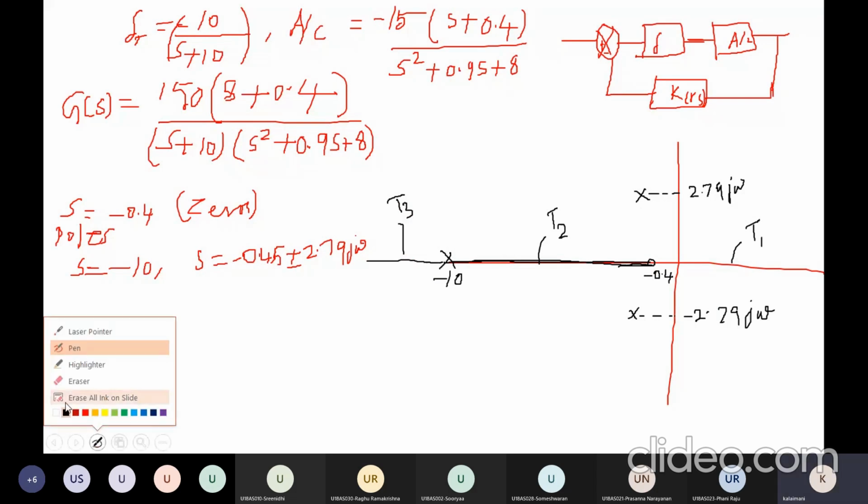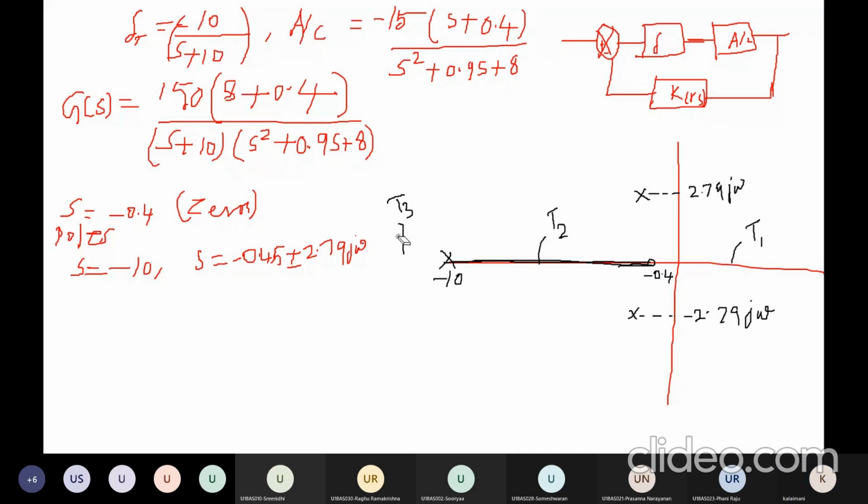Therefore, my root locus branches in the real axis lie in between minus 10 to minus 0.4 in this real axis. Okay. Then we already told that. Okay. Then step number 3.